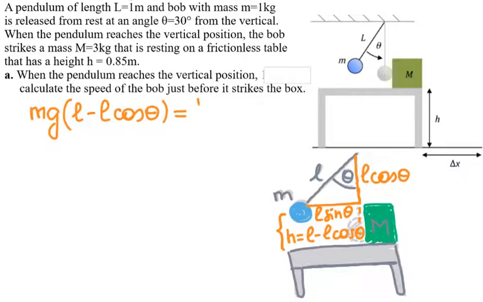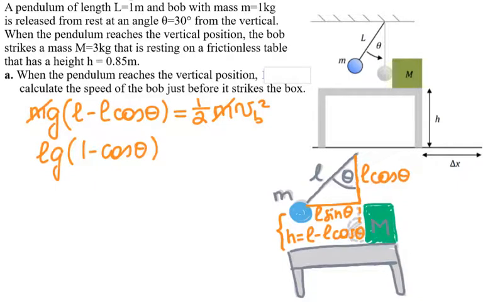So that will be 1/2 the mass and the velocity of the ball right before it hits the green mass. Now I can cancel the mass of the ball and factor out L from the left side. So I have Lg times (1 minus cosine theta) equals, I'm going to multiply both sides by 2 to get rid of the fraction, and I have VB, and square both sides. So that is the velocity of the ball.